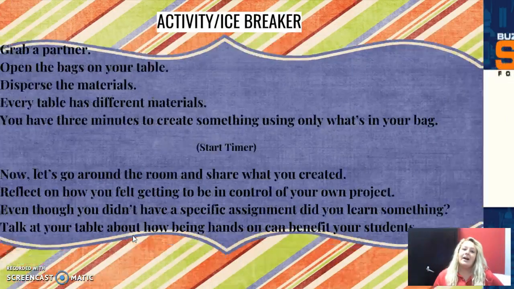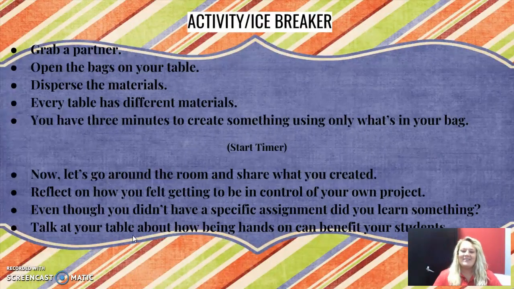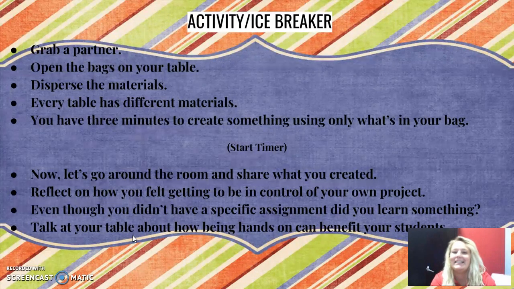So for our activity, I'm super excited. On your tables, I've already prepared and laid out different Ziploc bags. Each table has one Ziploc bag full of various items. Some of them may be silly. Some of them you may not know what they are. But you're going to partner up at your tables, open the bags, and disperse the items. I'm going to give you 3 minutes.